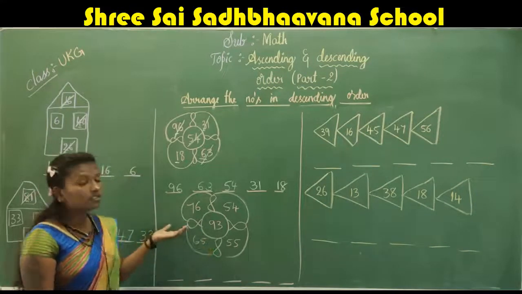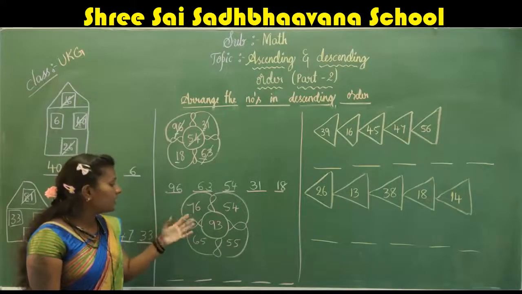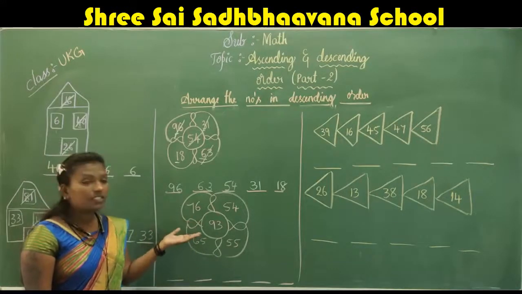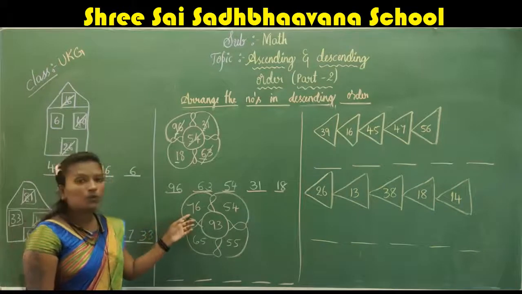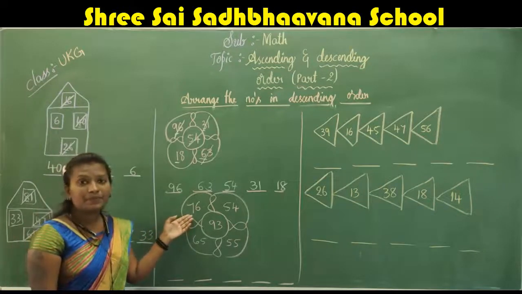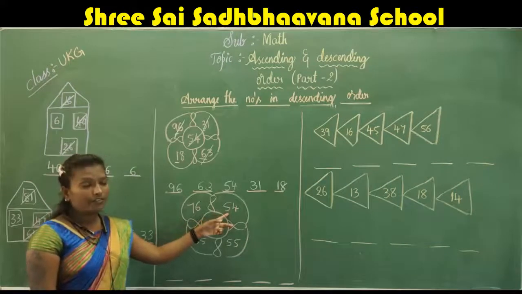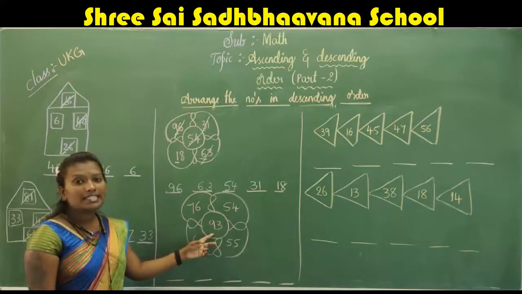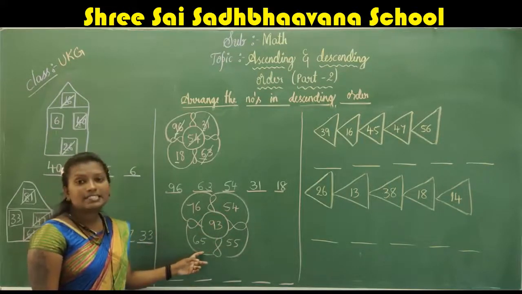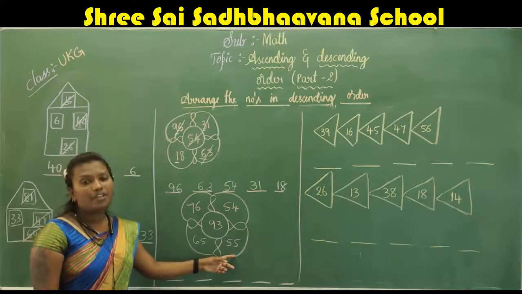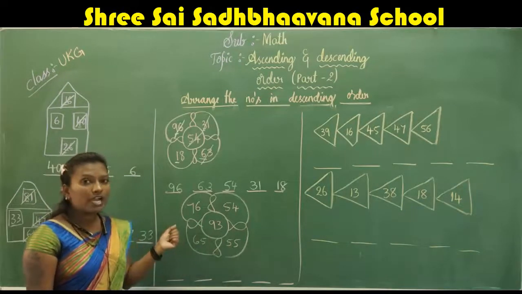Okay? Yes, here also they are given some numbers. All the numbers they are given are 2-digit numbers only. So, what numbers are these? Yes, these are 76, 54, 93, 65, 55. So children, now what do we have to do?